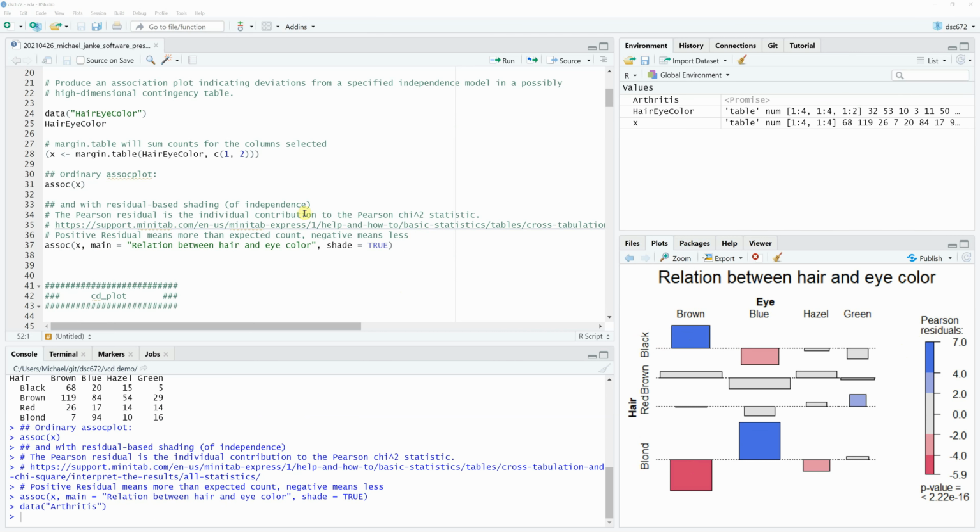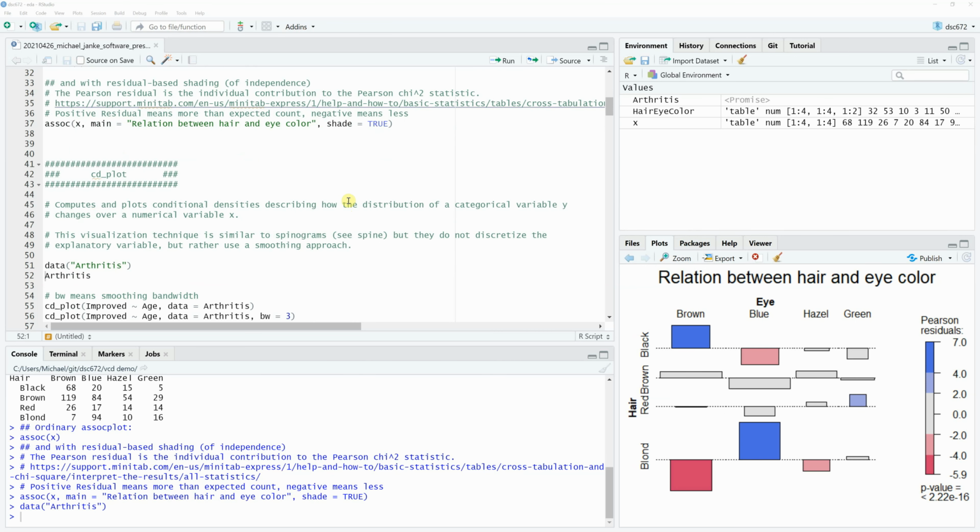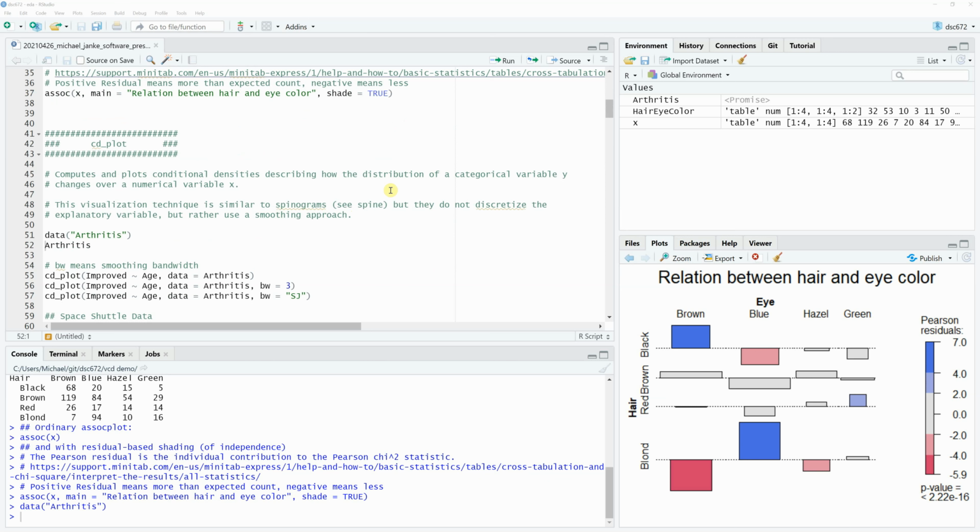The next plot we'll talk about is the CD plot. CD stands for conditional densities. Essentially it is a density plot for the numeric variables across the categorical variables, but it's, as you'll see, spread to cover 100% of the plot itself.